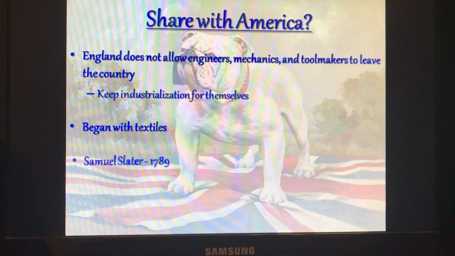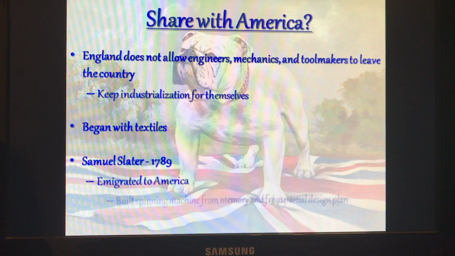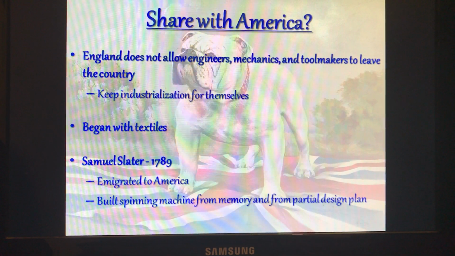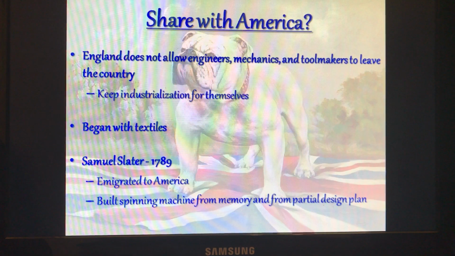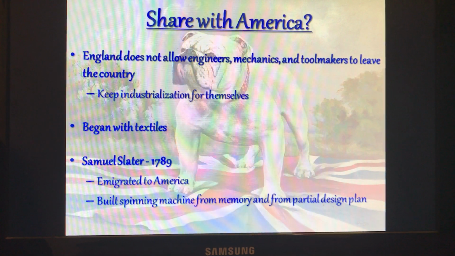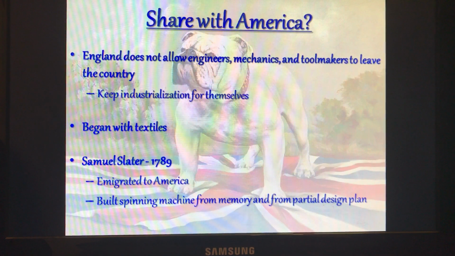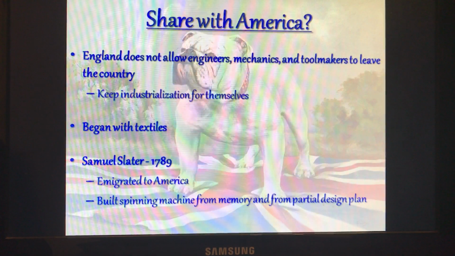Now, do you think England wanted to share its technology and its success with America? No way, son. Not even close. Remember, just about 100 years prior to all this going on, in the late 1700s, the American colonies had just broken away from England. So England wasn't very fond of the United States at all. They certainly weren't going to share anything with them. In fact, they weren't going to share anything with anybody.